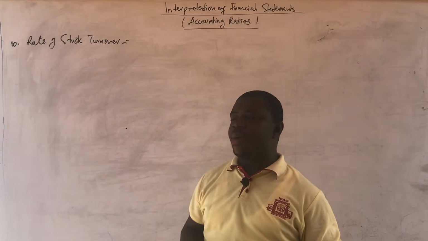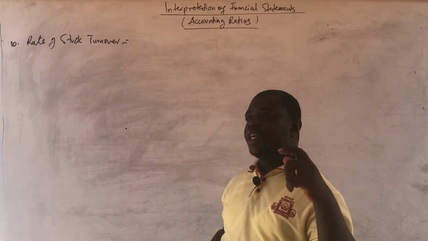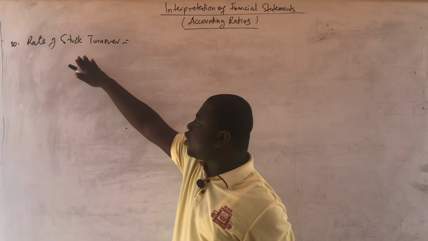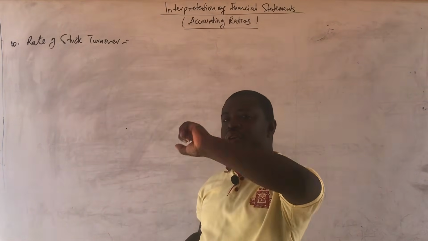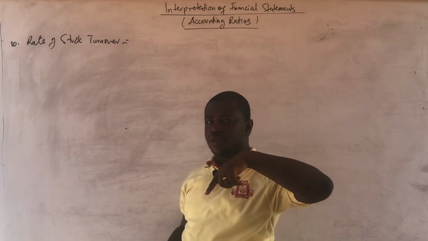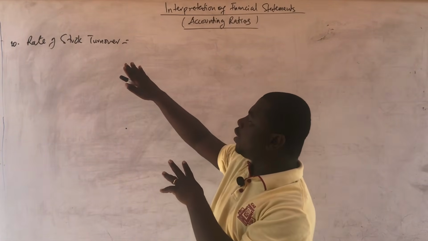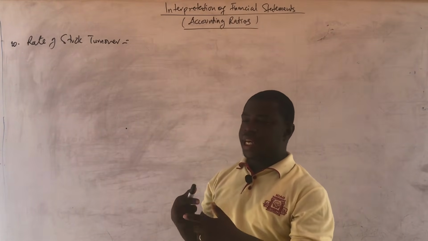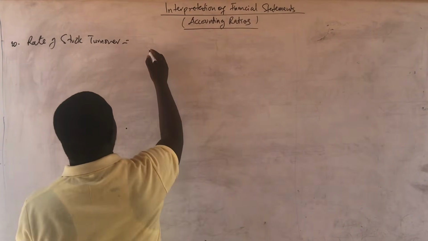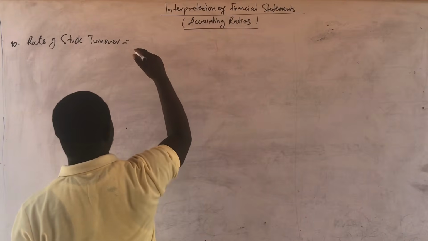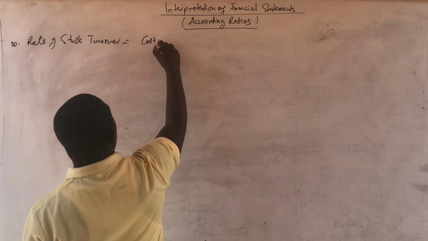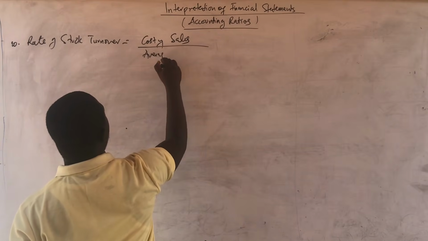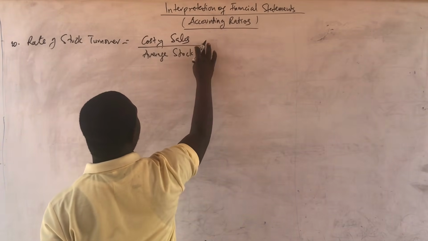So you remember that the inventory turnover period, this is the same as rate of inventory turnover, but the period was average stock over cost of sales. But when it comes to the turnover ratio, it becomes cost of sales over average stock. We just turn it around. So instead of average stock over cost of sales, it's going to be cost of sales all over your average stock or inventory.